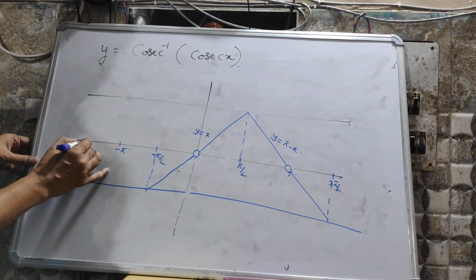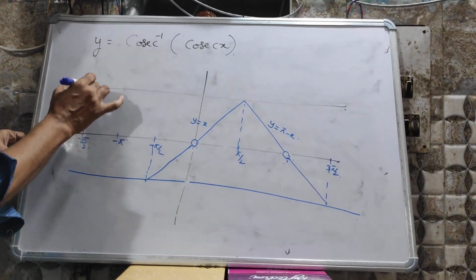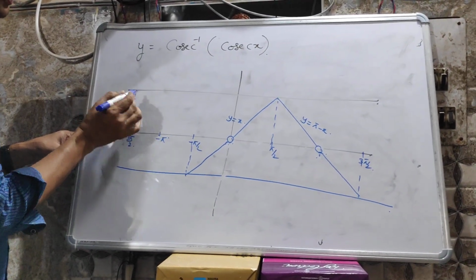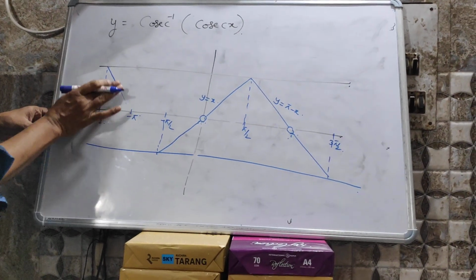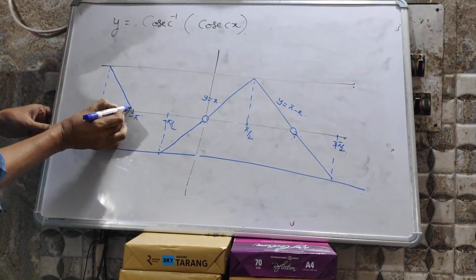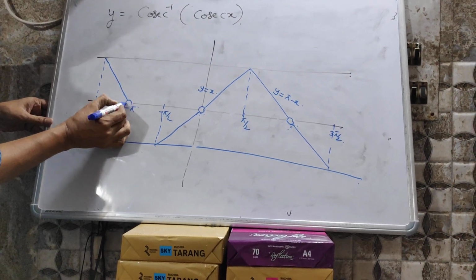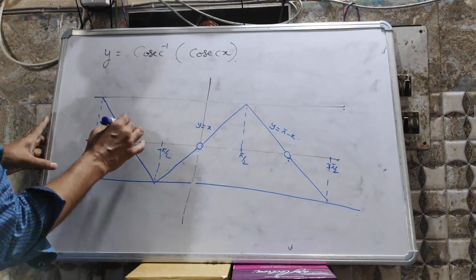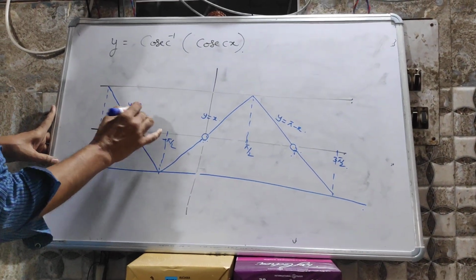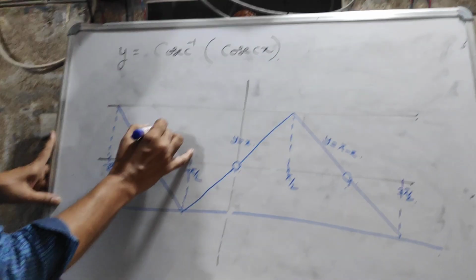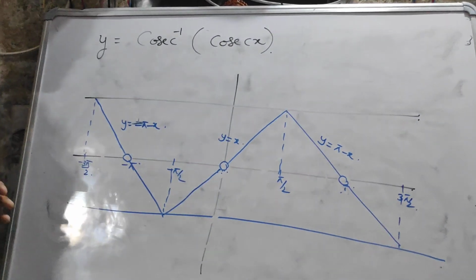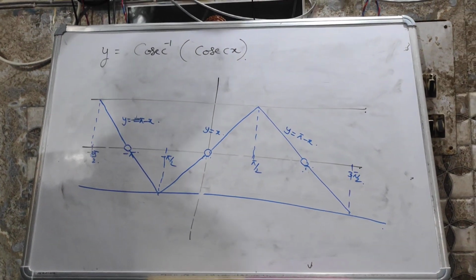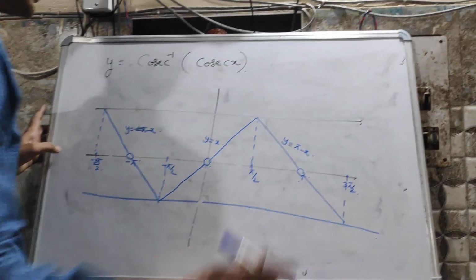That is, minus 3 pi by 2 to minus pi by 2, but with an exception at minus pi. It cannot take the value minus pi this way, and its curve is the same as minus pi minus x, same as before. So this way you can plot cosecant inverse cosecant x. Clear, students? Now what is cosecant inverse cosecant x?